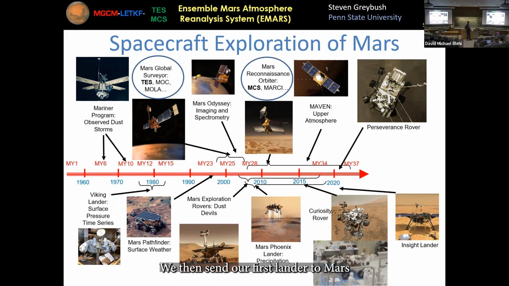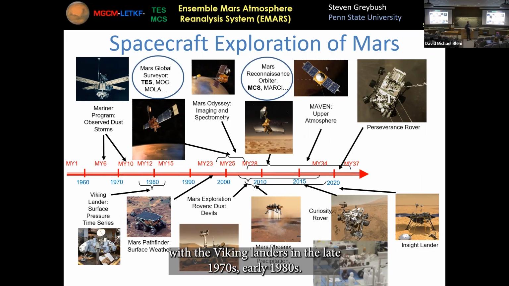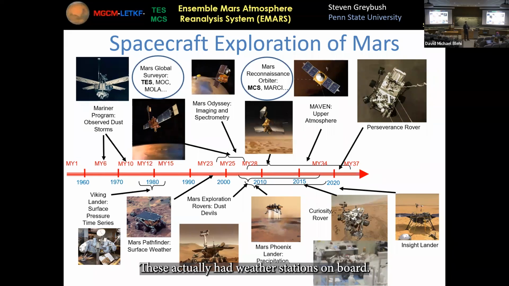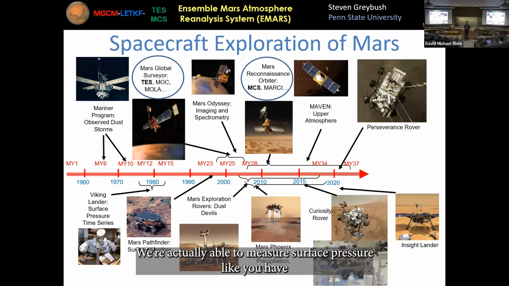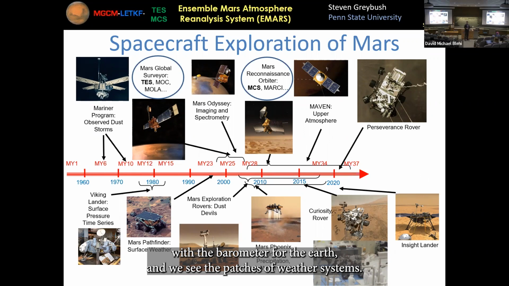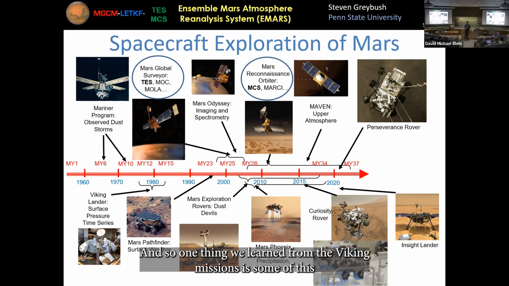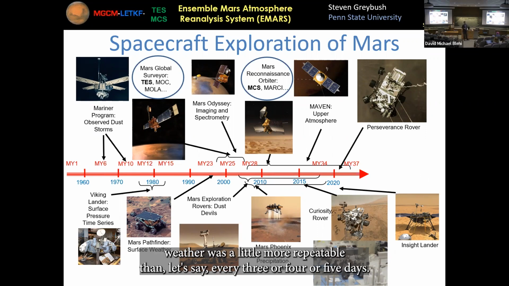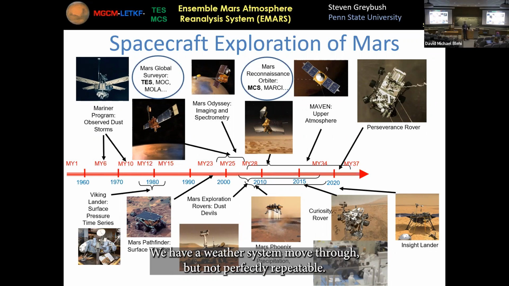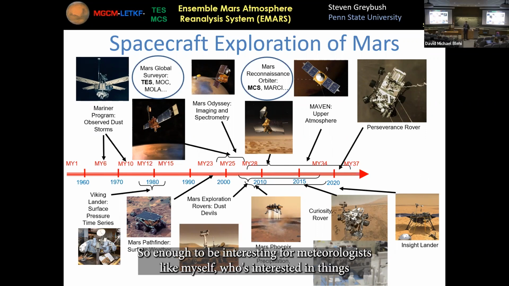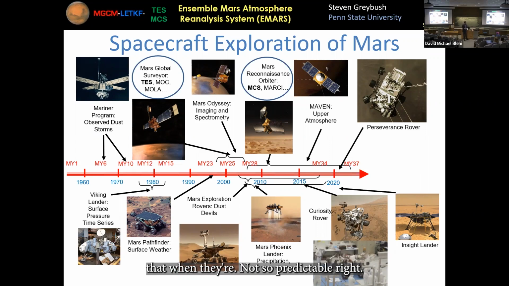Okay. We then send our first lander to Mars with the Viking landers in the late 1970s, early 1980s. Right? These actually had weather stations on board. We're able to measure surface pressure, like you have with the barometer for the Earth. And we see the patches of weather systems. One thing we learned from the Viking missions is some of this weather was a little more repeatable than the Earth. Let's say every 3, 4, 5 days, we have a weather system move through, but not perfectly repeatable. Still enough to be interesting for meteorologists like myself, who are interested in things that are not so predictable.